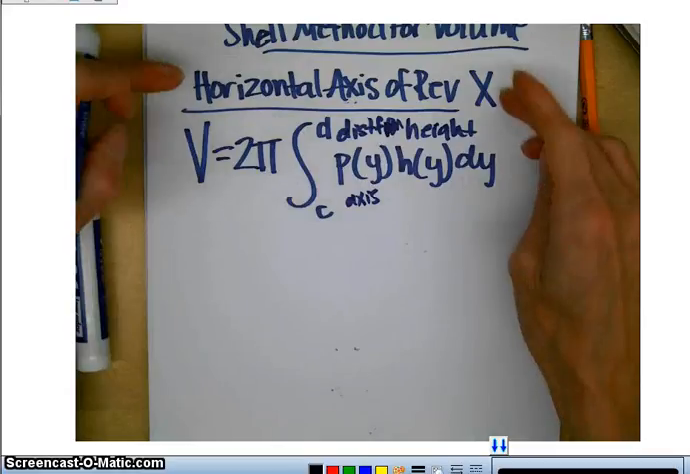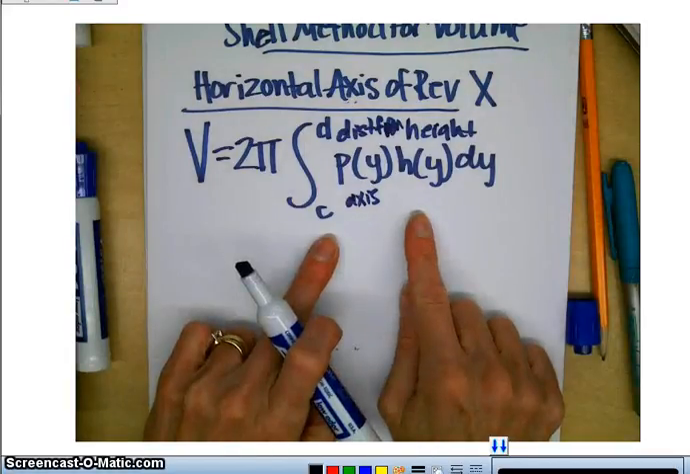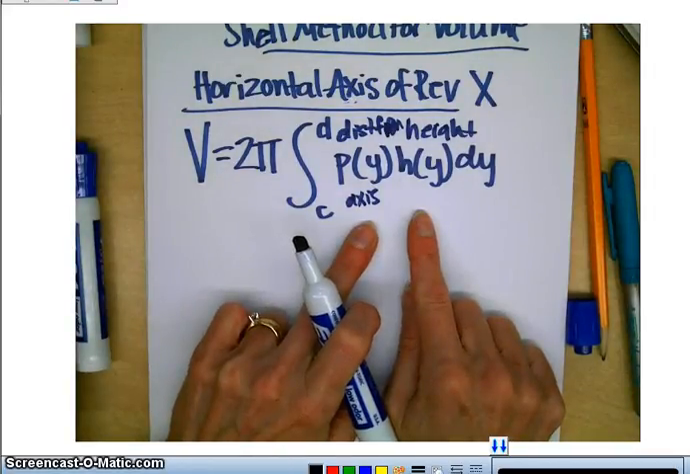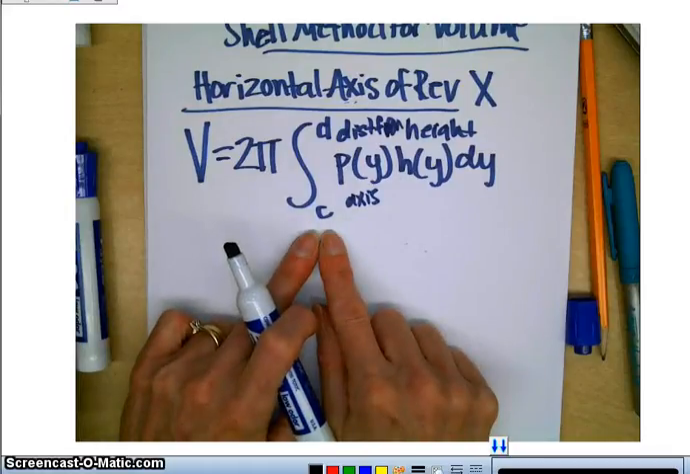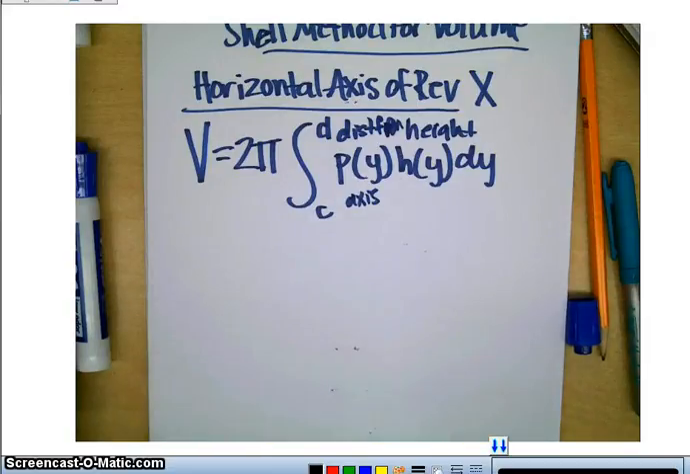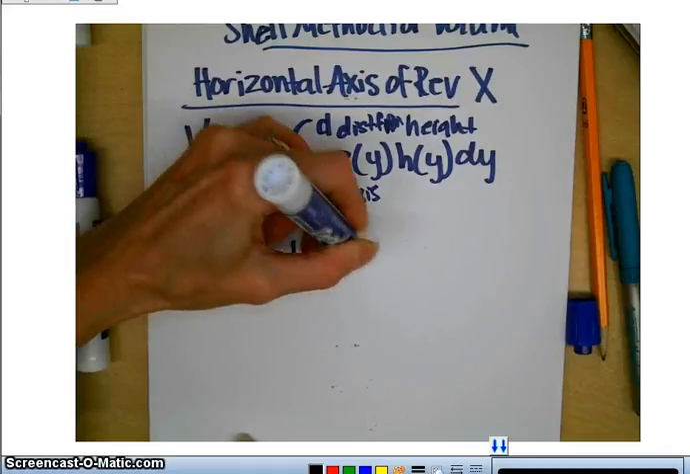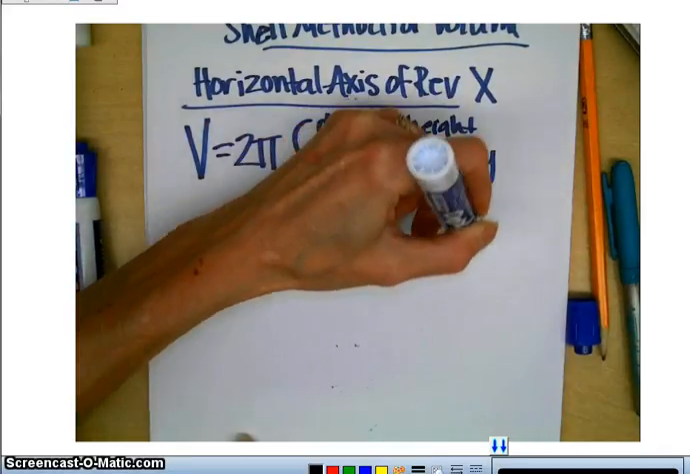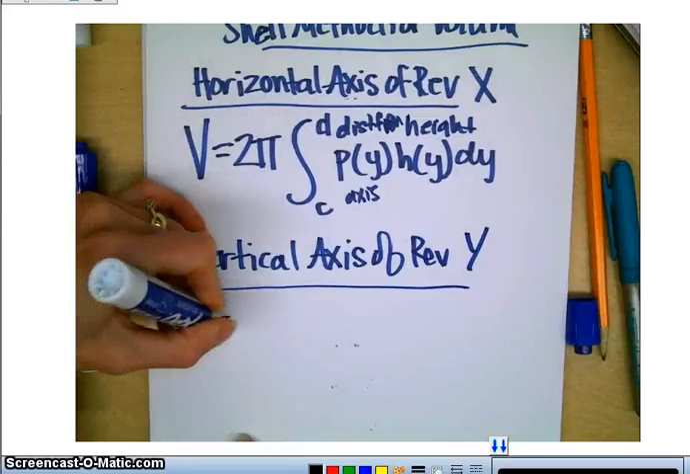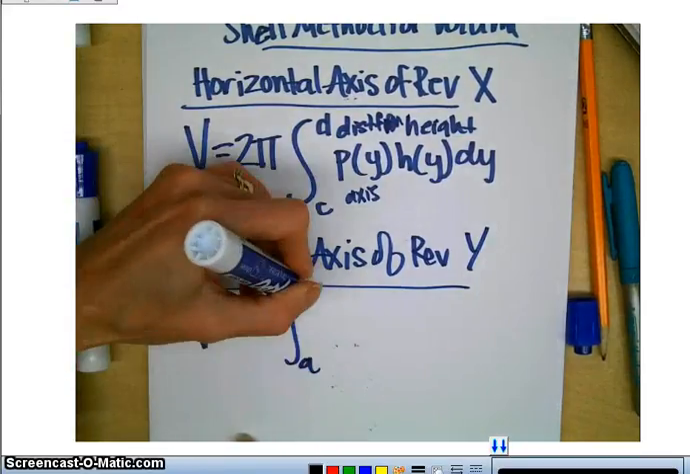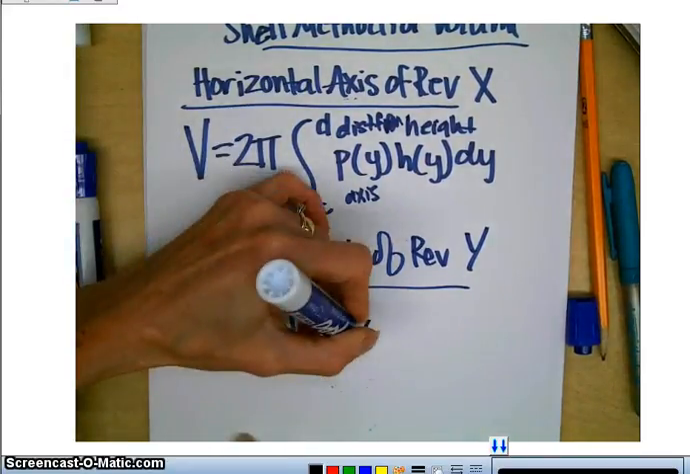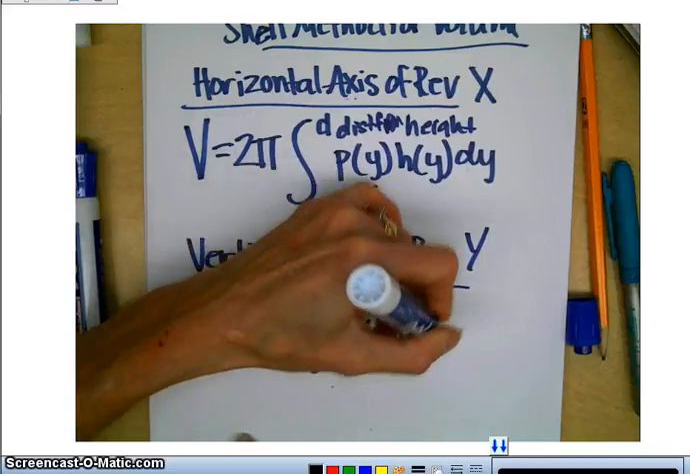I'm revolving around the x-axis, and what is my variable in my integral? Y. And my limits of integration are y's. C and D means y values. This is the opposite. The shell method, if you're revolving around the x-axis, you're using all y values. So if there is a vertical axis of revolution, or y, then your volume is 2 pi times the integral from a to b of p of x times h of x dx.